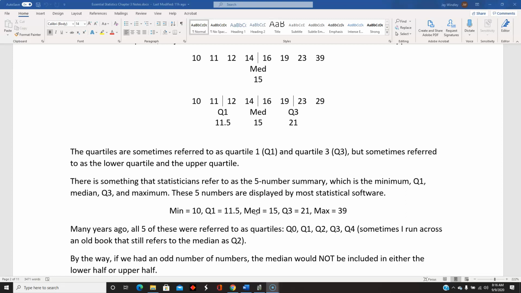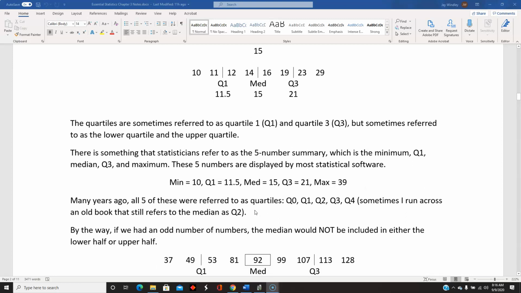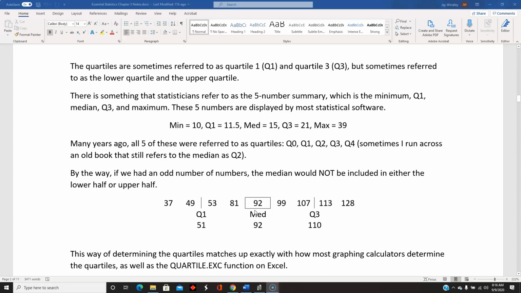Now, this way of determining the quartiles, if you had an odd number of numbers, like we were talking about earlier, then you have one number which is in the center, and in this case, 4 numbers below it and 4 numbers above it. That number which is in the center is the median. That is not counted as part of the bottom half or part of the top half. So the median has separated the data into 2 halves. The bottom half is these 4 numbers, and we cut that in half, and that's Quartile 1. And the upper half is these 4 numbers, and we cut that in half, and that's Quartile 3.